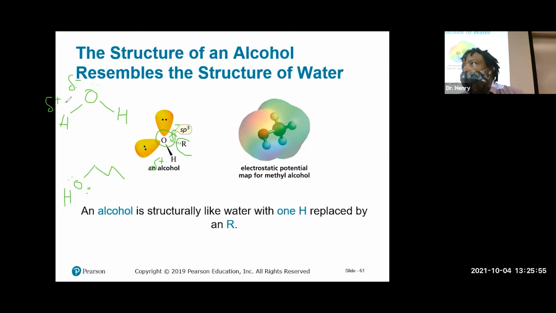Okay, and so here they're just basically showing you the electrostatic map of methanol. And so you can see here, this part is polar, this part is non-polar, right? The red representing the more polar it is, and then over here, the green, the more neutral it is.